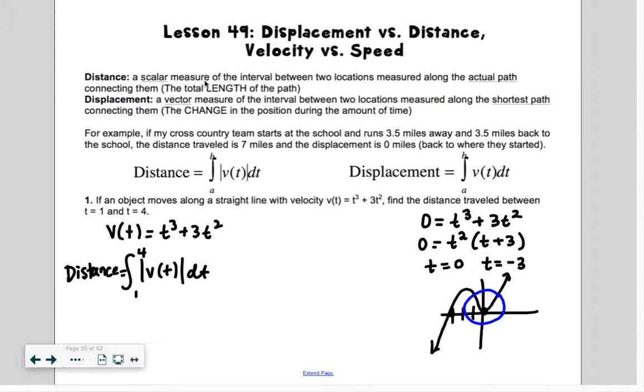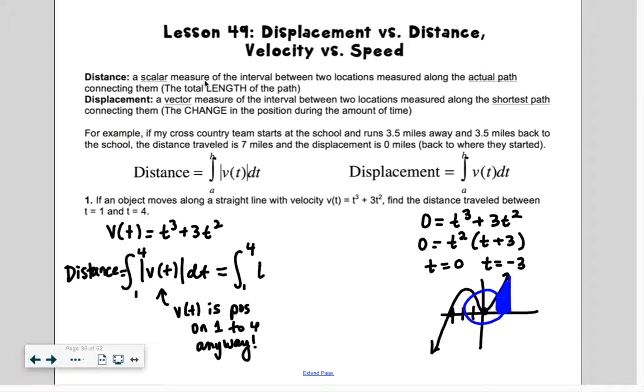Now, if we're trying to find the area from 1 to 4, was that part above the axis anyway? Yeah, so really do I need absolute values? No. V of t is positive on 1 to 4 anyway. So I don't have to worry about that absolute value in this case. I'm just going to integrate this velocity function, t cubed plus 3t squared. You guys would know how to do that by hand. So you'd say 1/4 t to the 4th plus t cubed going from 1 to 4, and you'd get some number out.